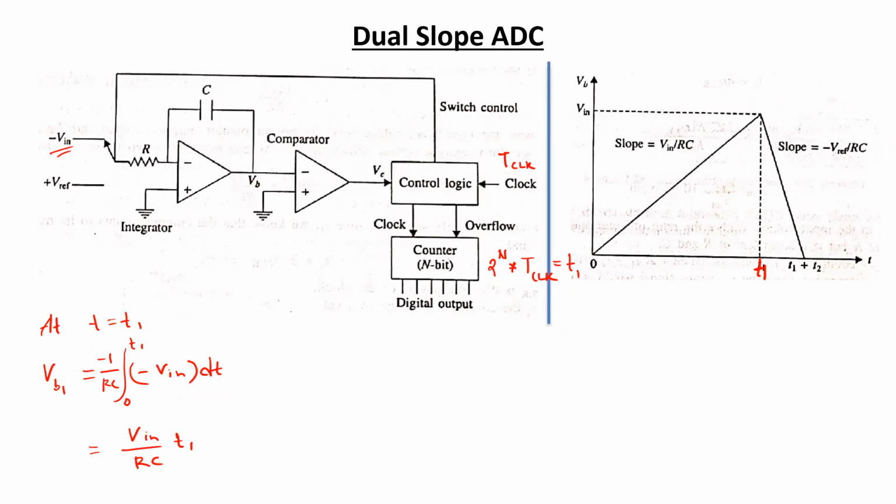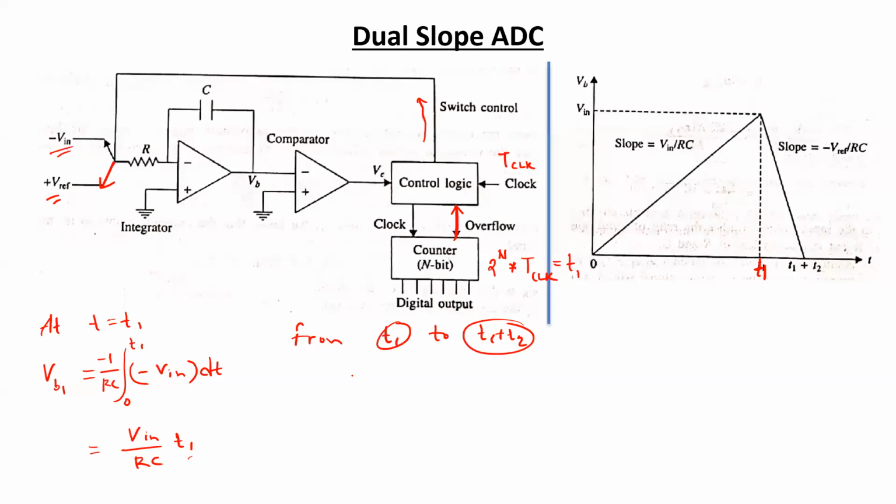Now at T1, the counter has counted up to its maximum limit, so an overflow signal will be sent to the control logic circuit. So the control logic circuit will actuate a signal to control the switch, and the position of the switch will be towards the V reference now. So from T1 to T1 plus T2, the reference voltage is going to be getting integrated.